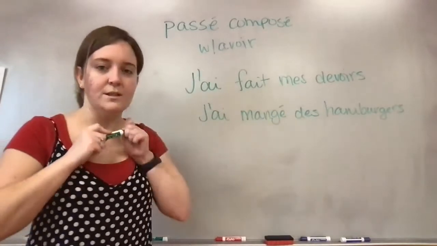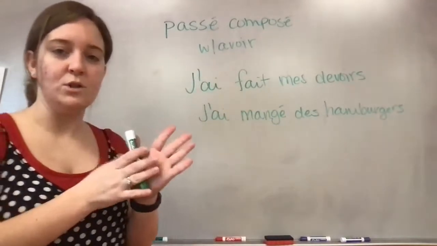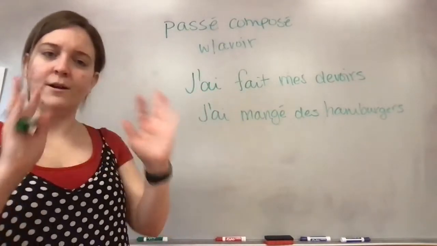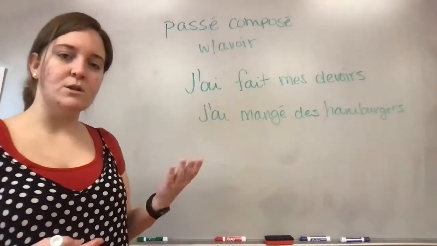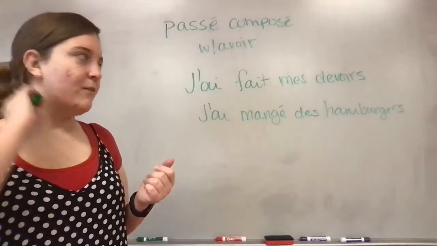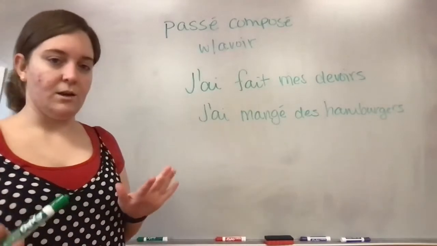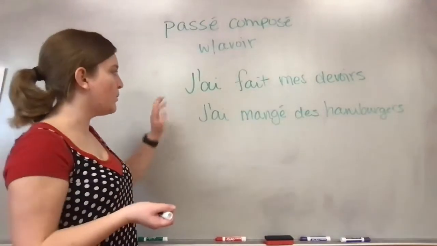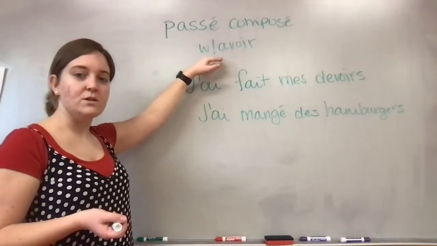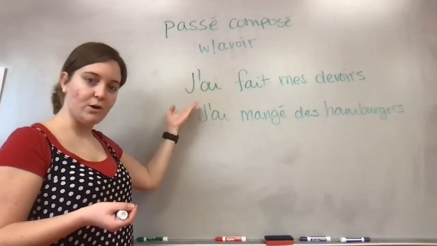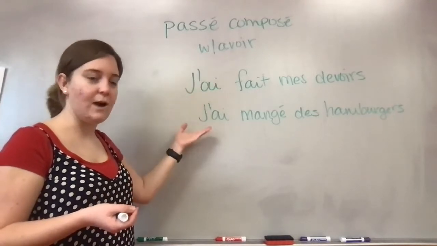So I have written two examples here. We don't even know how to form the passé composé yet or anything. Let's just look at these two sentences and see some things that we can notice between the two of them, because we have some commonalities here when we're using the past tense, okay? Both of these sentences start with j'ai. I did say that this is going to use the verb avoir. So we have our conjugation with avoir that we start out with.